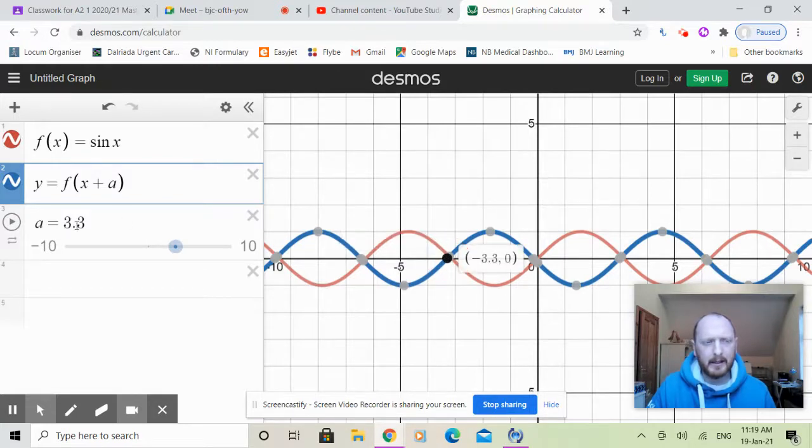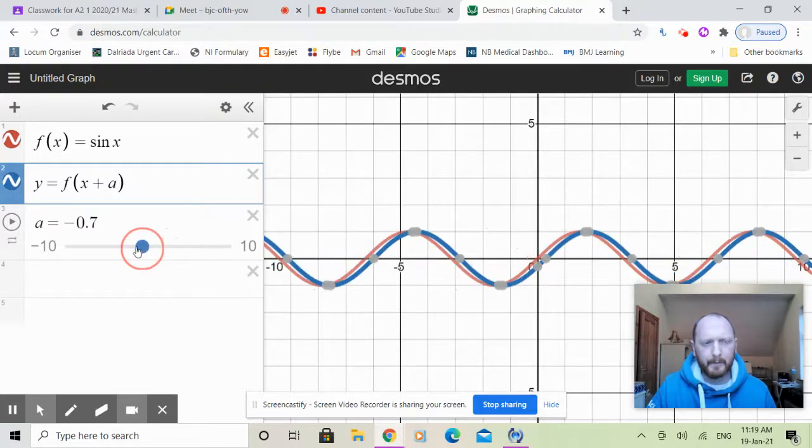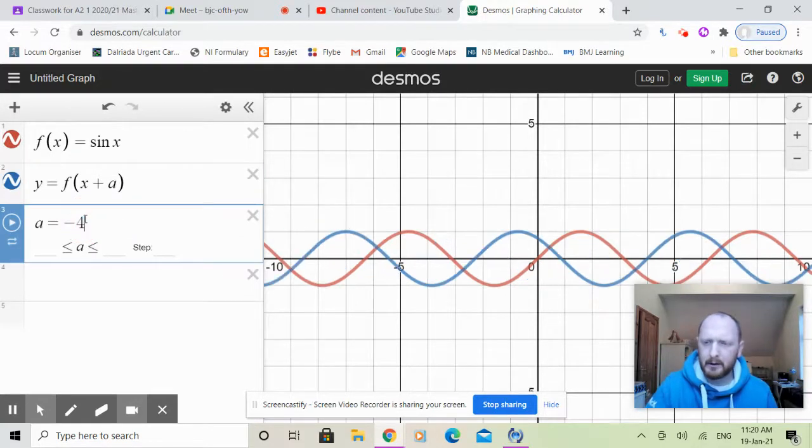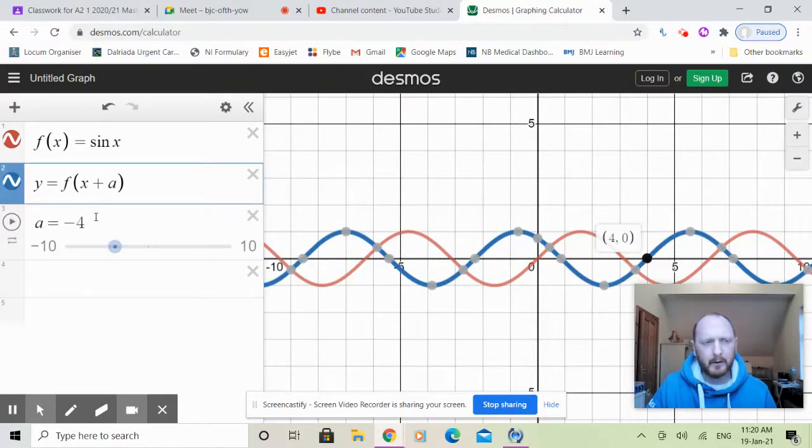So whenever a is positive, it's moving the graph to the left. When it's negative, we can see it's been moved to the right. So the root is now at 2, 0. If we change that to -4, it's going to be moved to 4, 0. So if the number inside the x value is negative, it's moving it to the right, and when it's positive, it's moving it to the left.